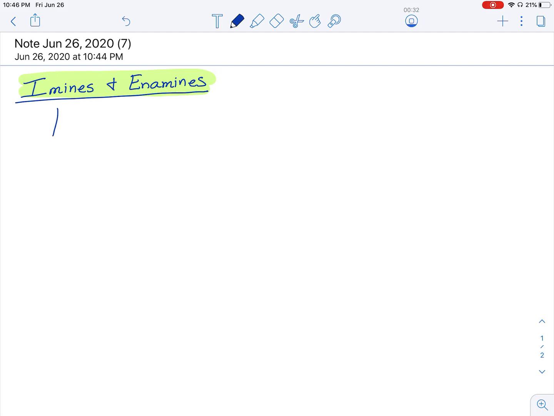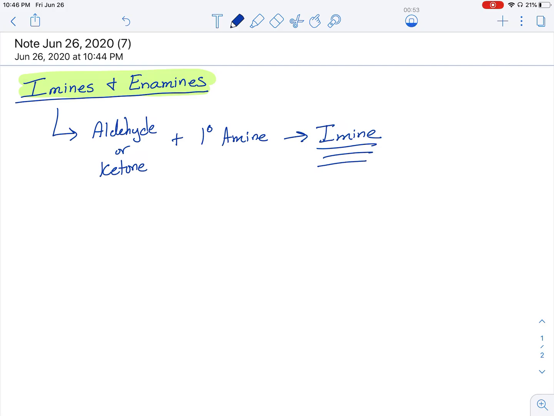So in general, let's start with imines first. Anytime you see an aldehyde or a ketone in the presence of a primary amine, you need to think imine. You want to remember this. This is going to come up so many times, not only in this class, but in your biochemistry classes.